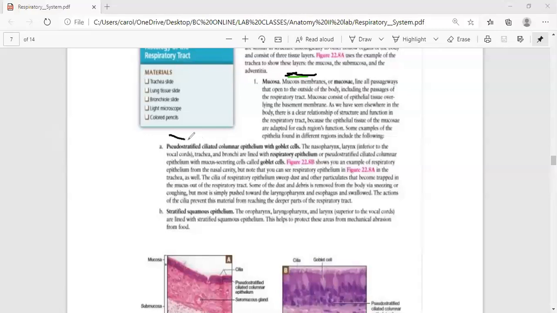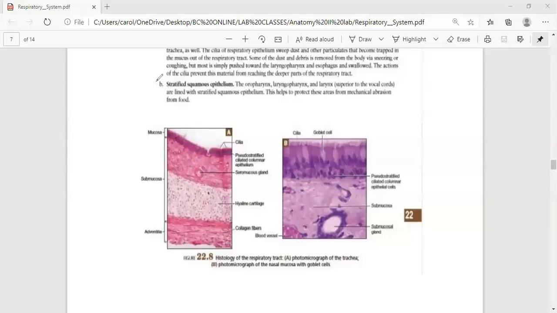Right here you have pseudostratified columnar, right there. And you can see here also the goblet cells right there. And right here you can see the cilia. In addition to that, we also have, as you can see here, stratified squamous. Right? You're going to have that in your throat, right? Basically, it says in here the oropharynx, this is basically your throat, right behind your mouth.